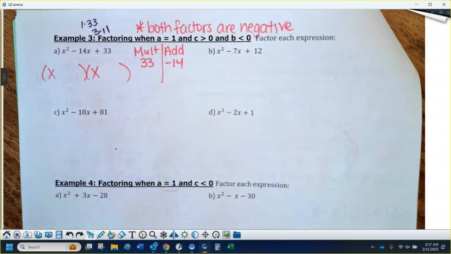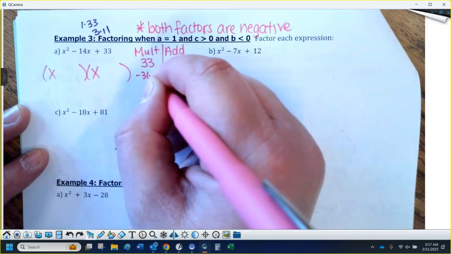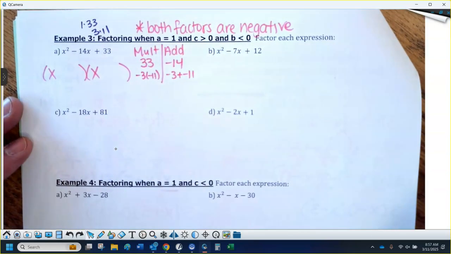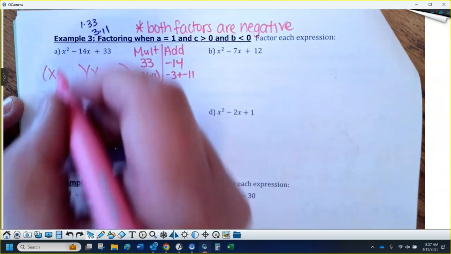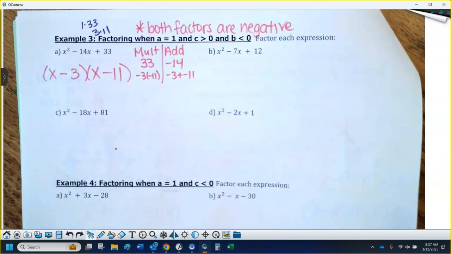3 and 11. Okay, now to get the positive 33 but the negative 14, you would do negative 3 times negative 11. Negative 3 plus negative 11 would be the negative 14. So all you got to do in the parentheses, just write minus 3 minus 11. If the number's negative, when you write it in the parentheses, it's just going to be negative.